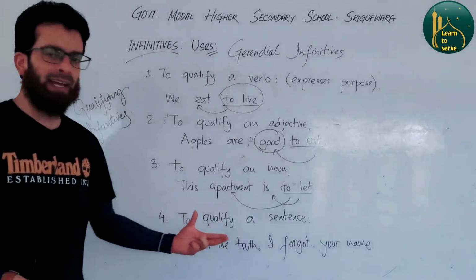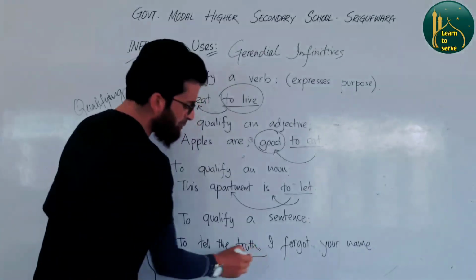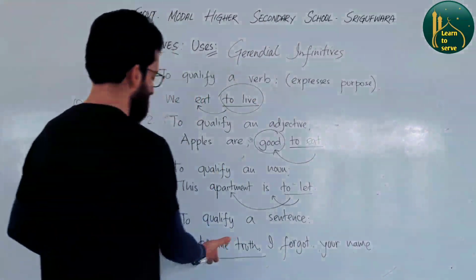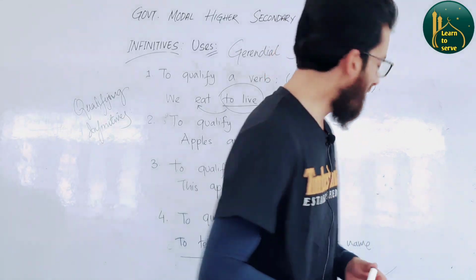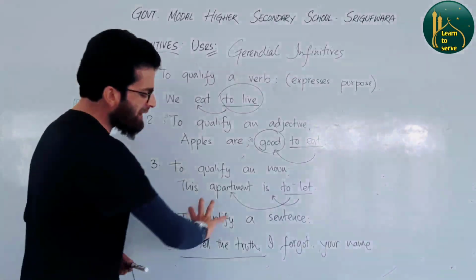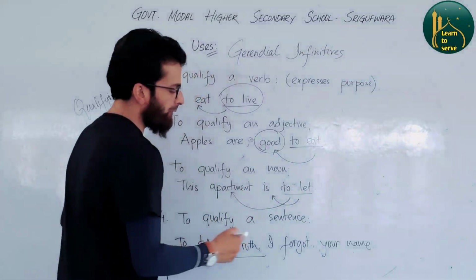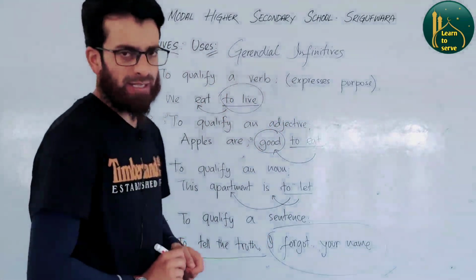To qualify a whole sentence, for example, we have: to tell the truth, I forgot your name. So to tell the truth is an infinitival phrase and it begins with an infinitive. And this whole infinitival phrase modifies the whole sentence. It qualifies the whole sentence.